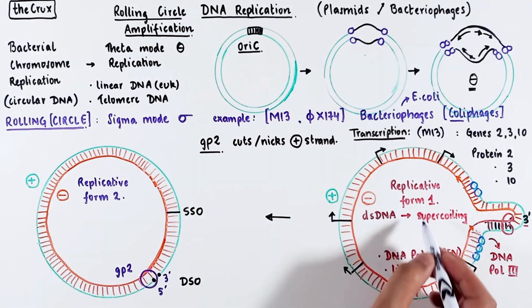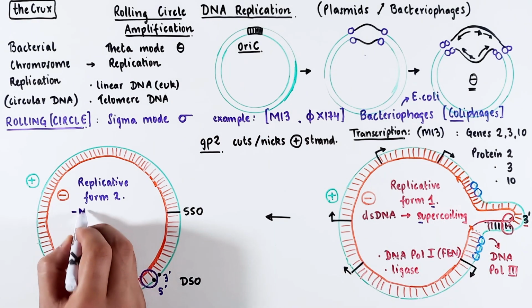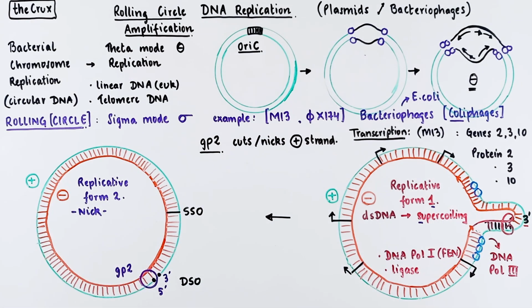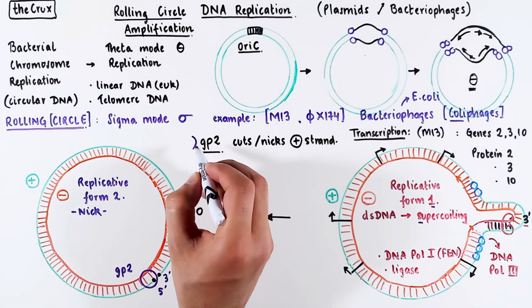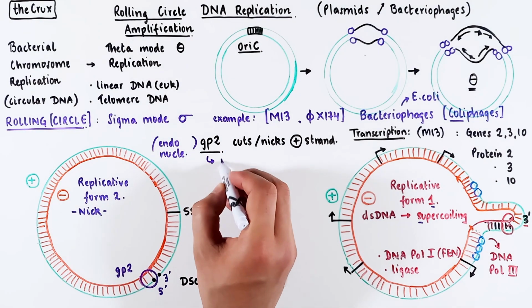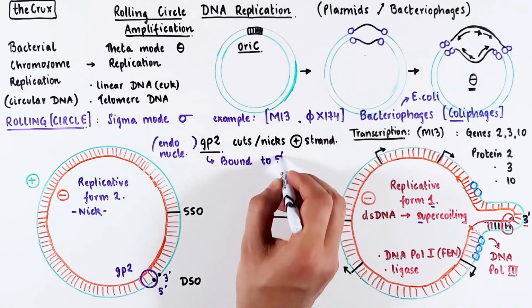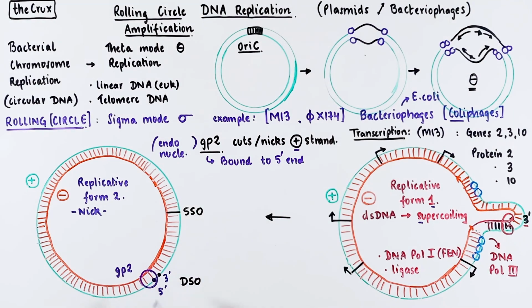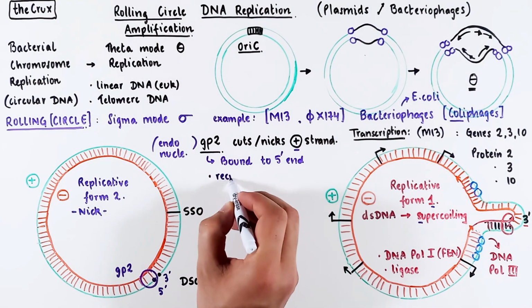The older form was characteristic of supercoiling. This one is characteristic of the nick, which prevents the duplex from supercoiling. This means that GP2 is a site-specific endonuclease, but it also has links with the 5' phosphate now, so it is stuck. GP2 also has other functions.